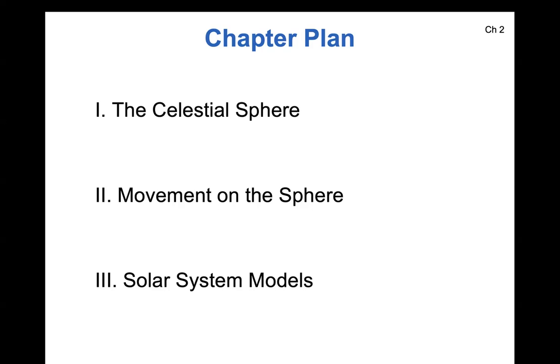Then we'll wrap up with solar system models. How do we think about the motions of the planets and the apparent motion of the sun through the celestial sphere? How does that all relate to our models? What are the historical models that have been rejected and replaced with more modern ones?